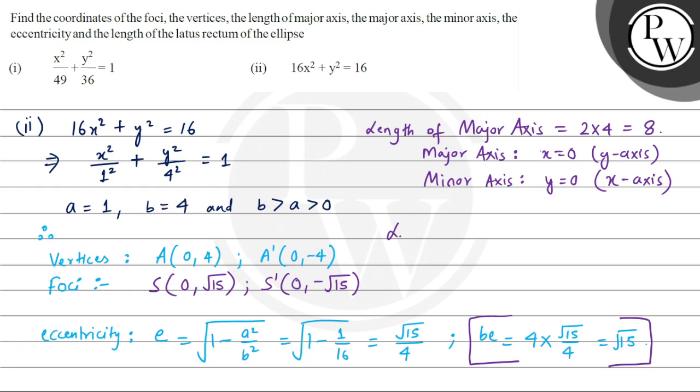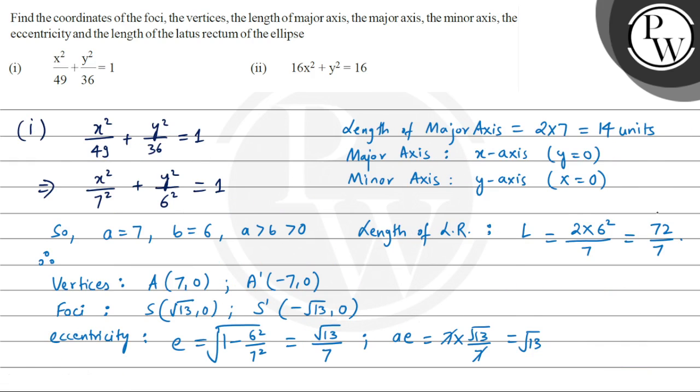So the length of LR, we have denoted it as L. L will be equal to 2a square upon b, that would be equal to 2 into 1 square upon 4, and that would be equal to 1 by 2. So L is equal to 1 by 2, right? We can also include units over here. This is also in units, and the unit can be anything that has been given in the question, right?